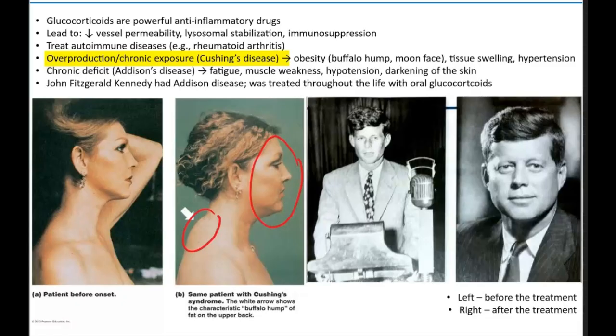Chronic deficit of cortisol, known as Addison disease. Fatigue, muscle weakness, reduced blood pressure, and skin darkening. The famous person who suffered from this condition was John Fitzgerald Kennedy. I don't know if it's a very well-known fact, but during his presidency, he was on corticosteroids. Okay?